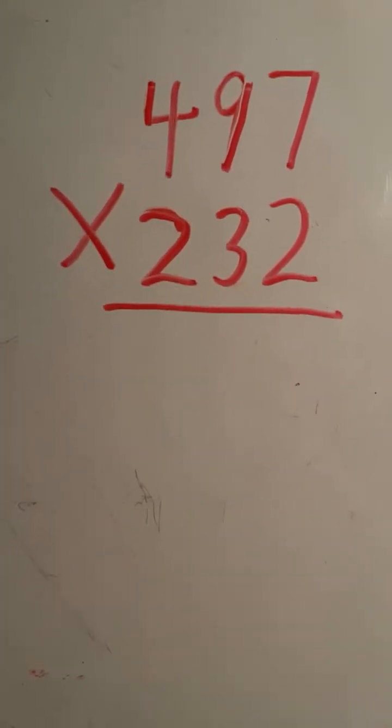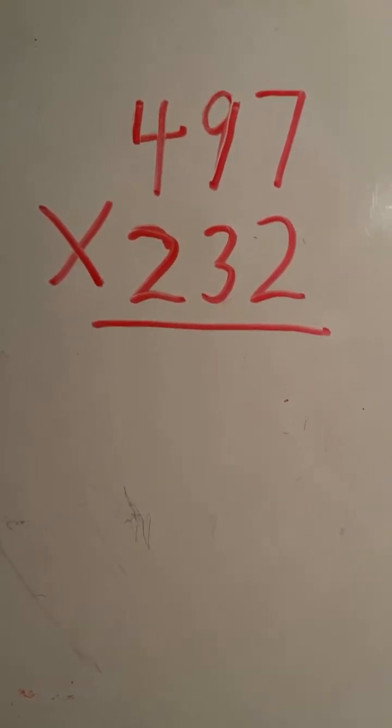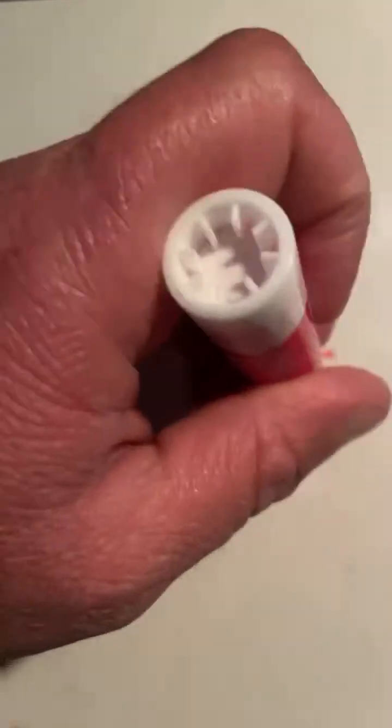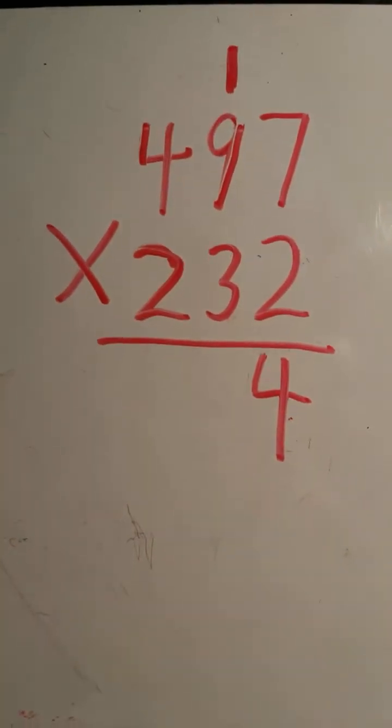So our next example problem is 497 times 232. So again, we start in the ones place. 7 times 2 equals 14. So the 4 in 14 goes in the ones place. The 1 in 14 gets carried over to the tens place.